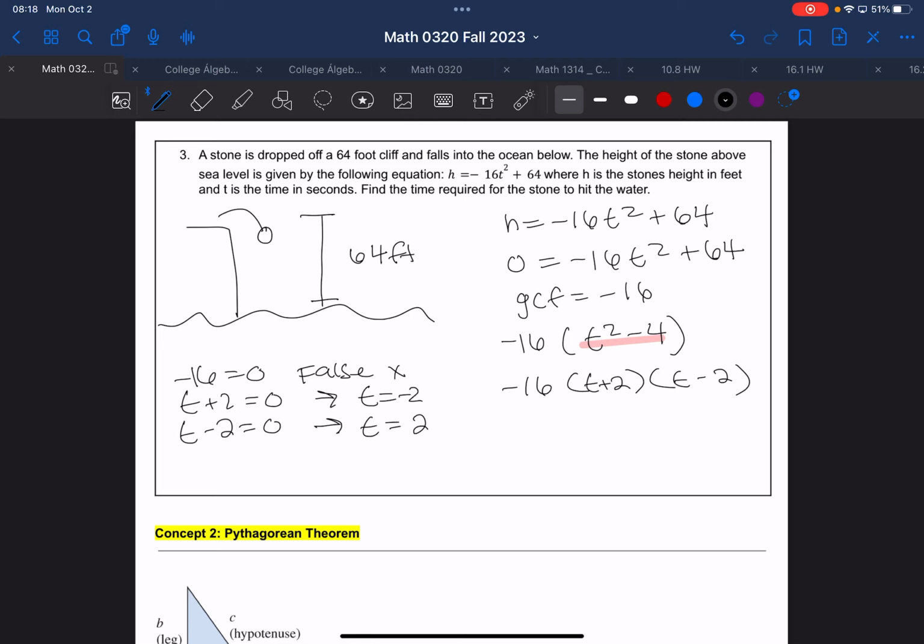Only one of those answers is a true answer. Would it be negative 2 or positive 2? Positive 2. Why positive 2? No negative time. Good. You can't have negative seconds. So since you can't have negative seconds, this wouldn't work. So then this tells us that the stone hits the water after how many seconds? 2 seconds. So the stone hits the water at 2 seconds.